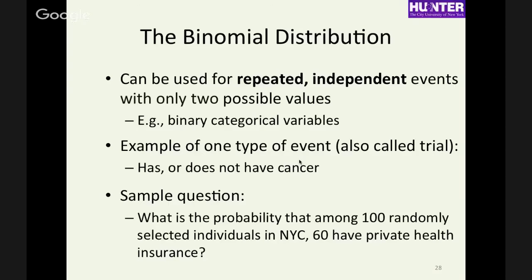What's the one other thing you would need to be able to answer this question? Yeah, the probability of an individual in the population having private health insurance. Exactly.